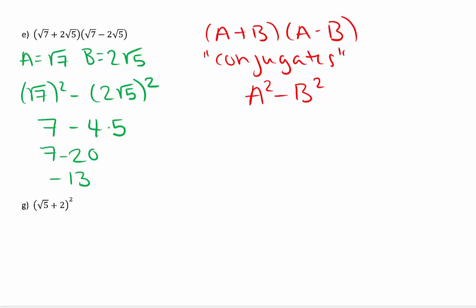Notice when you multiply conjugates together, you end up getting a rational number, a number that doesn't have any square roots in it. Now, if you would prefer to use the FOIL process on this problem, it is not wrong at all. That is perfectly fine. I show you this method because sometimes it's a little bit faster.